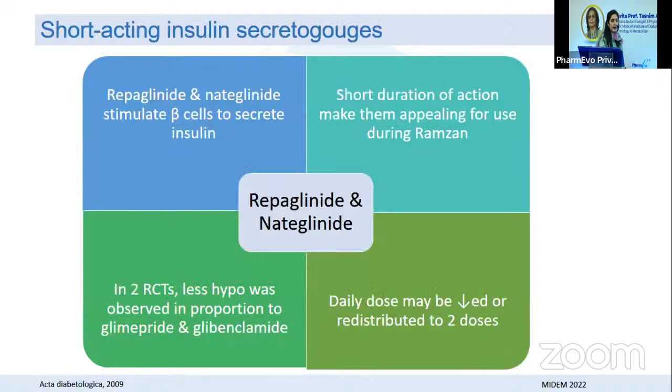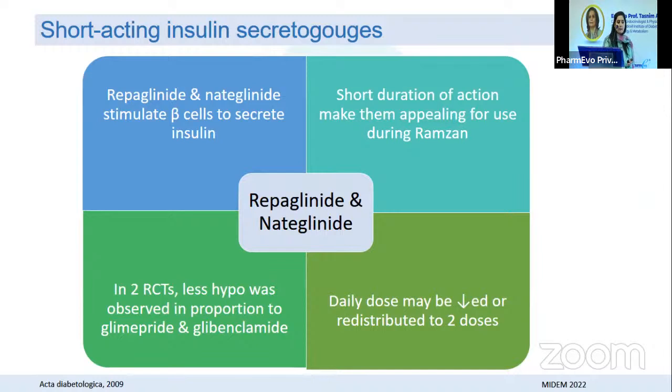Next come short-acting insulin secretagogues. In this, we have repaglinide and nateglinide. We have availability of repaglinide by the name of Novonorm. Both are insulin secretagogues, and stimulate beta cells to secrete insulin. Shorter duration of action makes them appealing for use during Ramzan. They can be taken just before Sehri and Iftari.